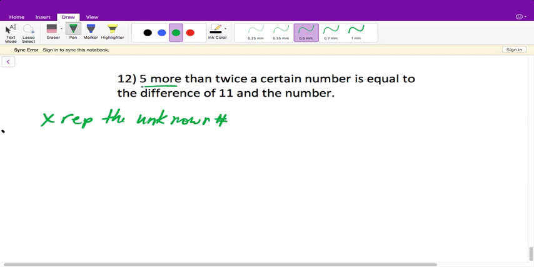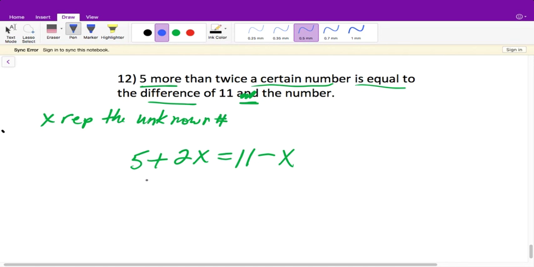5 more is 5 plus. Then twice a certain number. So that means 2x because I said x was the unknown number. And twice a number is equal to 2 times that. Is equal to the difference. That means it's subtraction, and I can cross out the word "and" and put minus. So it's 11 minus the number, which is minus x.